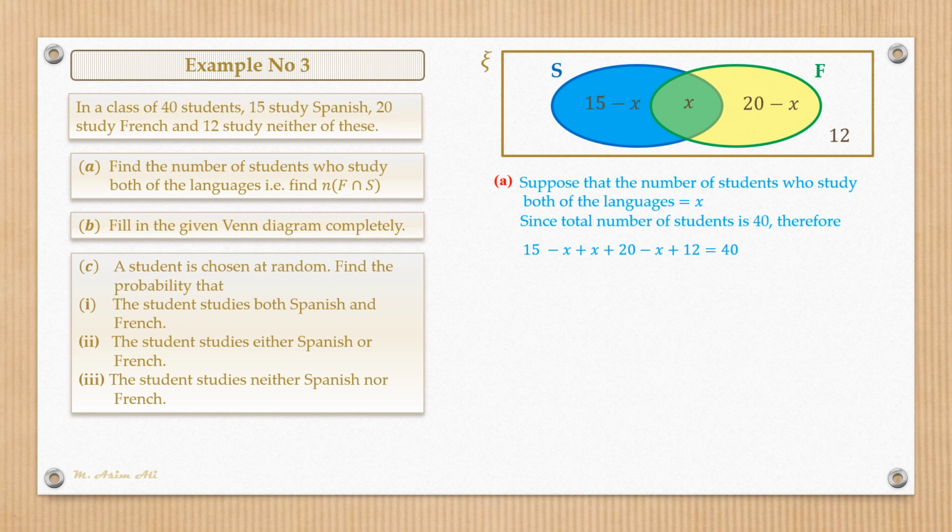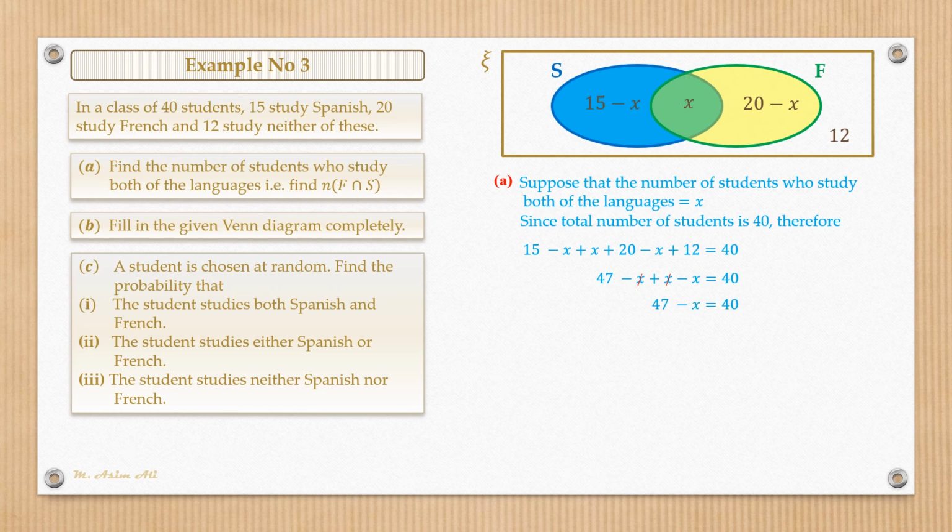Now in this equation, negative X and plus X will cancel, and 15 plus 20 plus 12 will be 47. So we have written 47 in the beginning by adding 15, 20 and 12, and now we have negative X on the left, which when it goes to the right hand side will become positive. At the same time, we'll take the 40 on the right to the left hand side so that we can find the value of X, and it will become negative when it comes to the left hand side. So it will be 47 minus X is equal to 40.